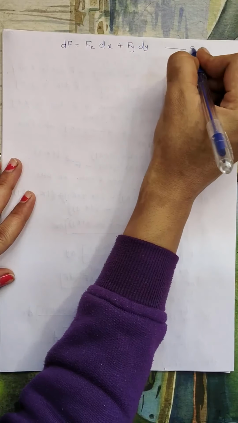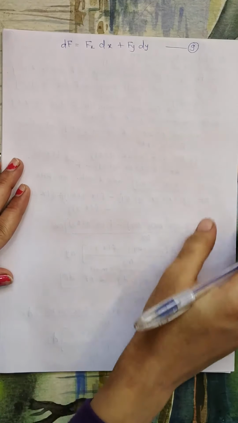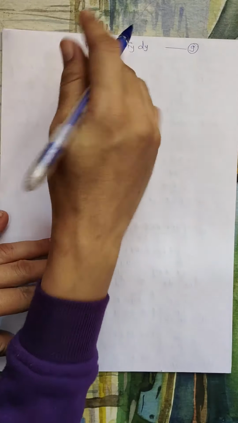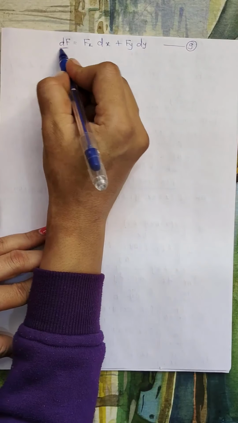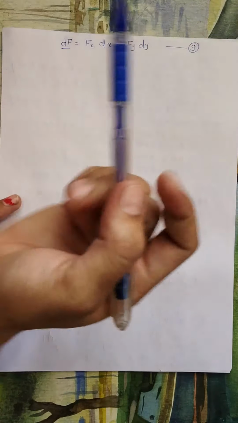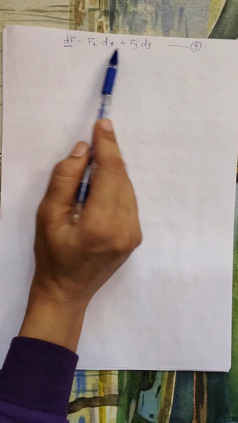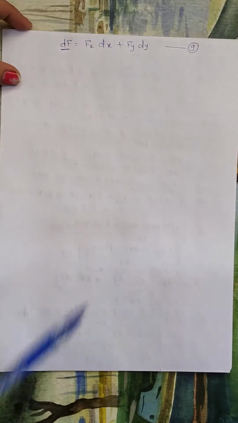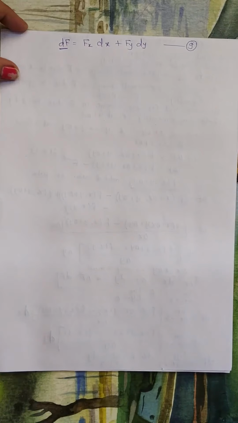Let me call this equation 9, and the quantity expressed in equation 9, that is df, is known as the total differential of f. It is the total change in f due to small change in both x and y simultaneously. So this is the definition of total differential.